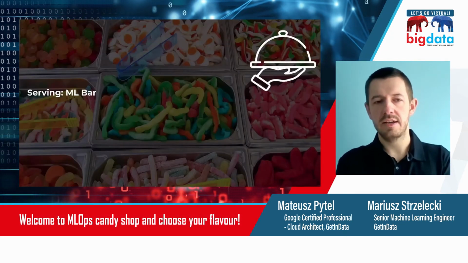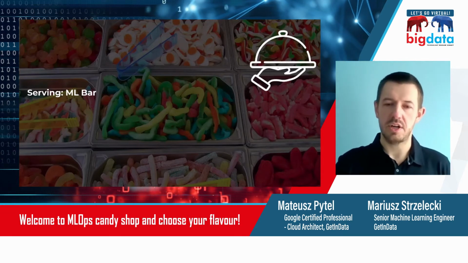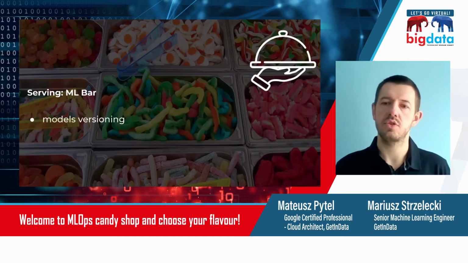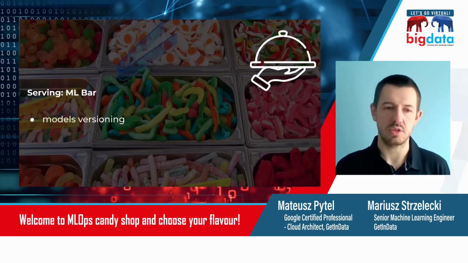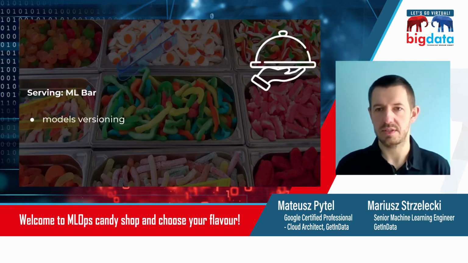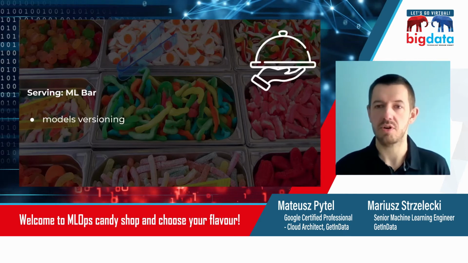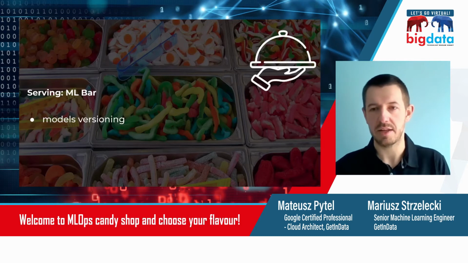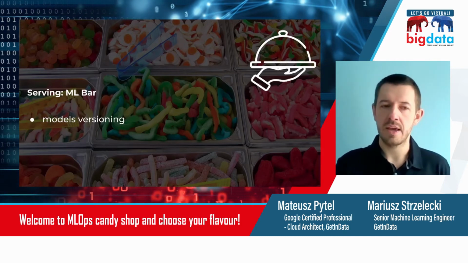The third area is the ML bar, so the place where serving happens. And here we have model versioning that allows you to roll back to the previous version if you are not happy with the responses of the current model. This is very important when your training pipeline and deploying pipeline are automated, and this is one of the goals.